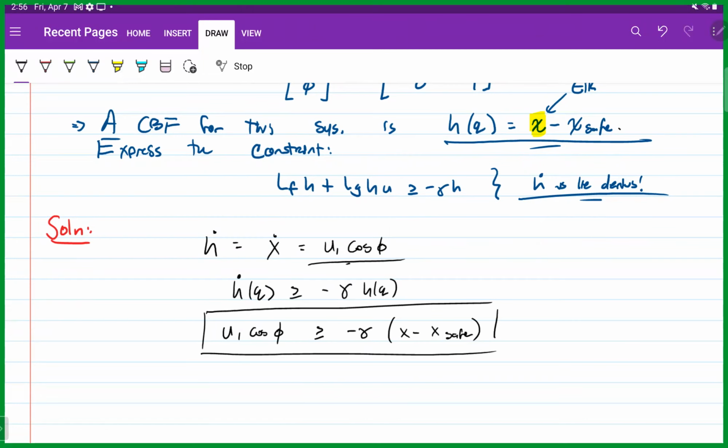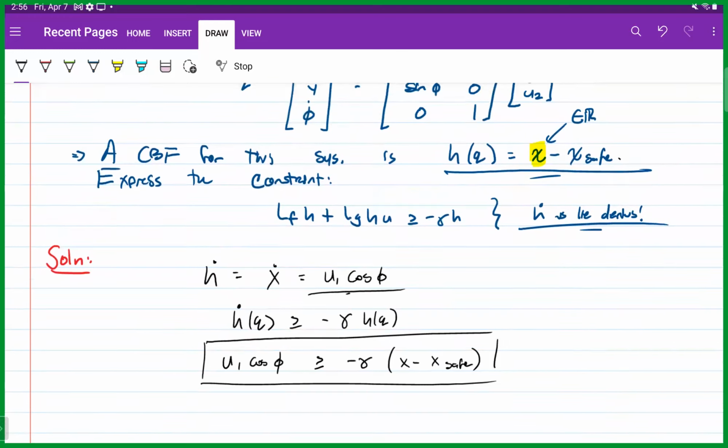All right. Any questions on how we arrived at this solution? The reason we drop x safe is just because it's a constant in this case. If you had a time varying x safe, then it would stay in there, but otherwise it's just constant.